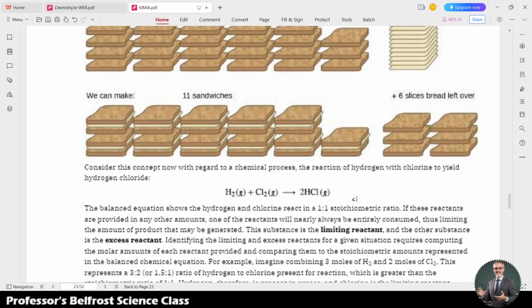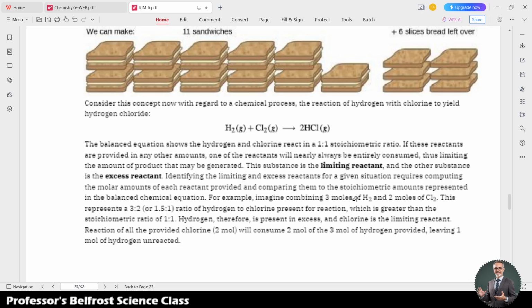This can also be applied to a chemical process. For example, the reaction of hydrogen with chlorine yields hydrogen chloride. So hydrogen plus chlorine makes 2 hydrogen chloride. The balanced equation shows that hydrogen and chlorine react in a 1:1 stoichiometric ratio. If these reactants are provided in any other amounts, one of the reactants will nearly always be entirely consumed, thus limiting the amount of product that may be generated. That substance is the limiting reactant, and the other substance is the excess reactant.